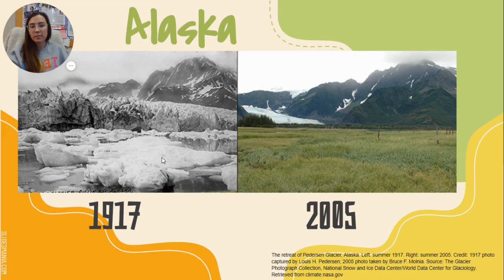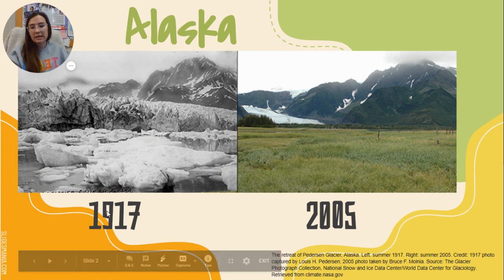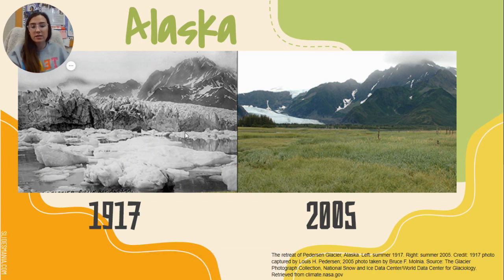So let's dig deeper. First off, we're going to look at some pictures that are real, taken here on Earth. For example, this is a photo from Alaska. On the left, this is what it looked like in 1917. There was still water flowing, and there were icebergs. But here in 2005, here is the same location, the same mountain. But notice how the water is no longer there.